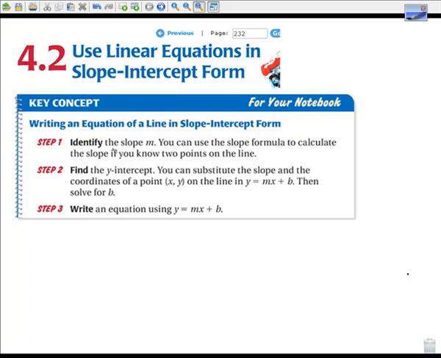Step 1, identify the slope. If you don't know the slope, then you can use the slope formula. Step 2, we're going to find the y-intercept. What we can do is substitute in the slope and the coordinates of an xy point that's on the line into the slope-intercept form and solve for the b. And then we're going to go ahead and write the equation. So here's just a couple examples.